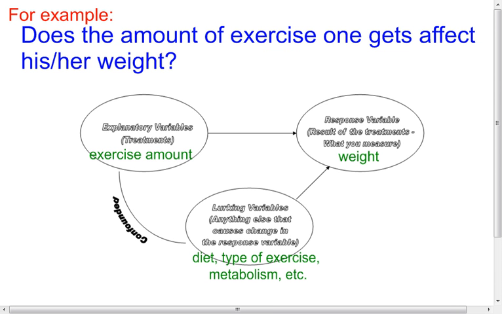Okay, here's just an example. This is an experiment about whether the amount of exercise that you get affects your weight, and clearly probably the amount of exercise you get does affect your weight. So the explanatory variable is the exercise. The response, or what I'm measuring, is people's weight. But clearly there are other things out there too, like your diet, your metabolism, what type of exercise it is, lots of other things that certainly would affect your weight as well.